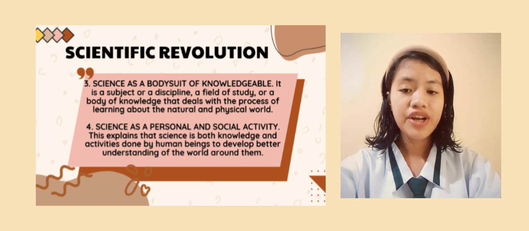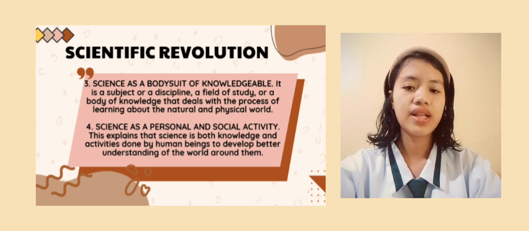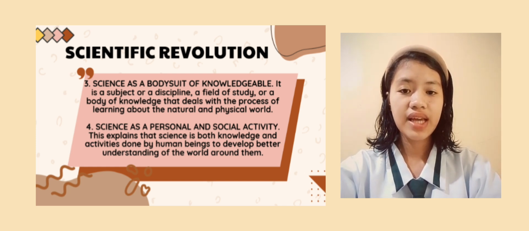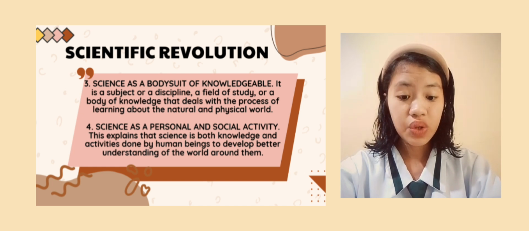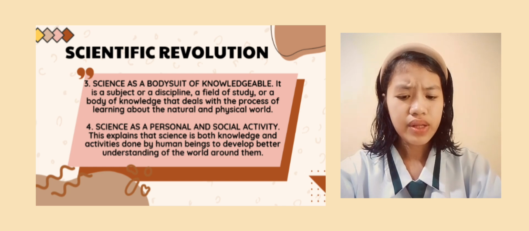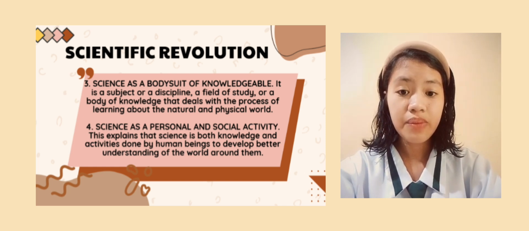And last, number 4, science as a personal and social activity. This explains that science is both knowledge and activities done by human beings to develop a better understanding of the world around them. Science is also a social activity. Scientists work together, share their findings, and build on each other's work. This collaboration is essential for scientific progress. For example, the development of vaccines involves scientists from all over the world working together.